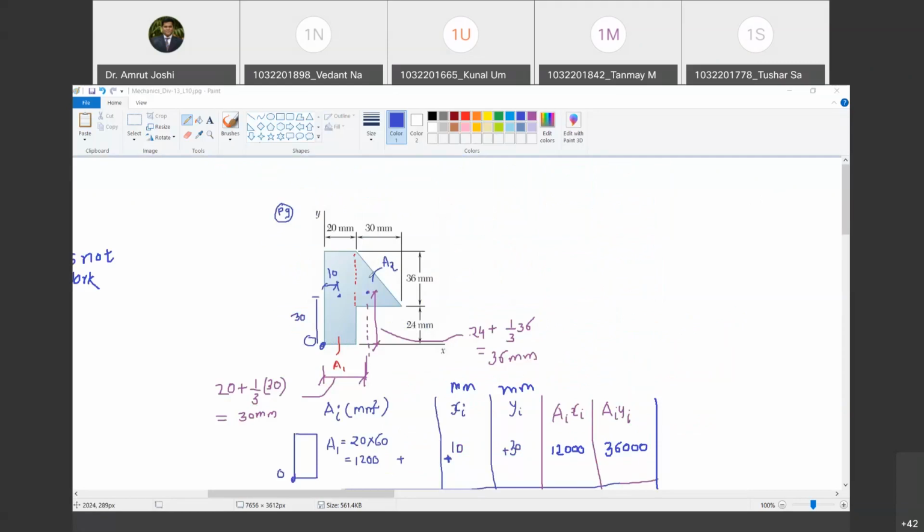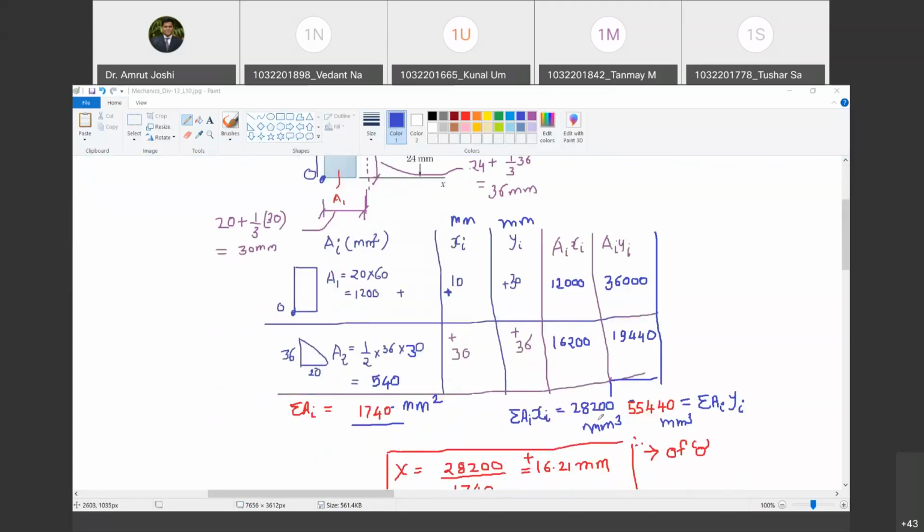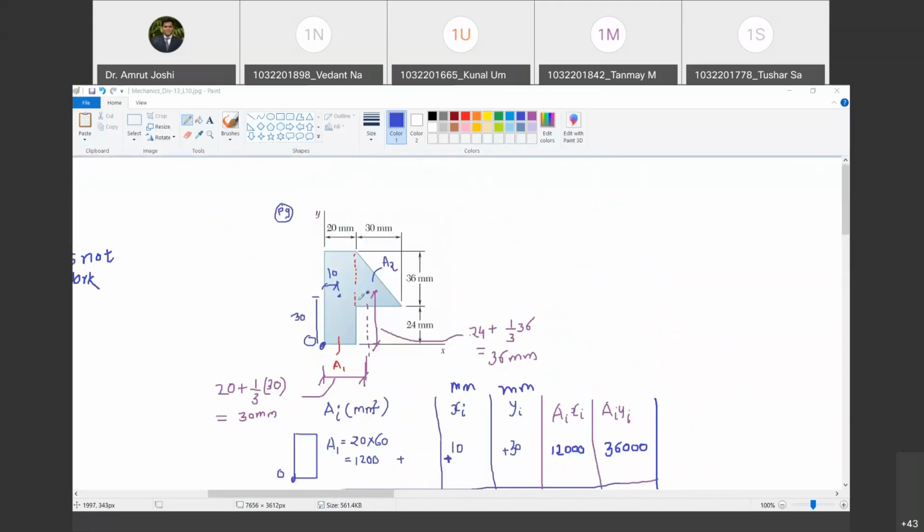Yes, sir. Now, if this triangle would not have been there, then the centroid would have been at a distance 10. Do you agree with me? Yes, sir. But this triangle pulls the centroid away by 6 mm. Therefore, it has come out to be at 16.21 mm. So wherever you place area, the centroid gets pulled towards that area. Are you with me? Yes, sir.